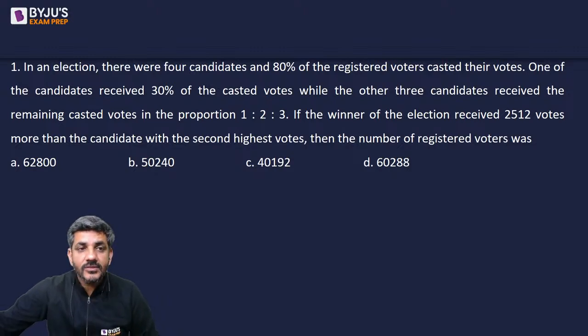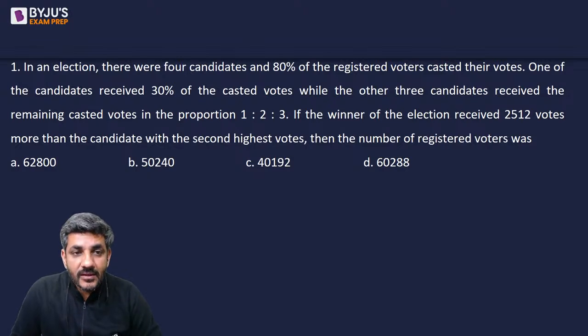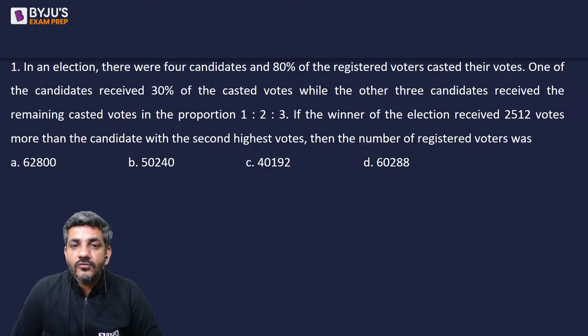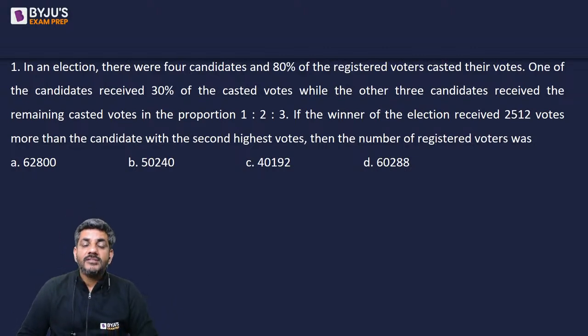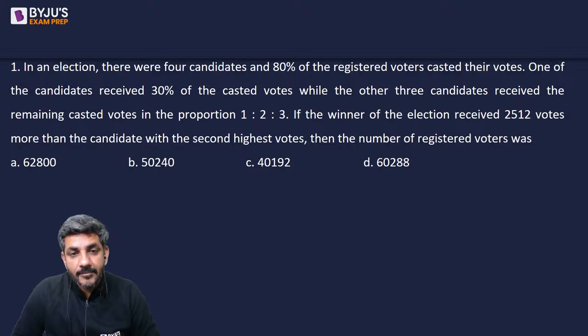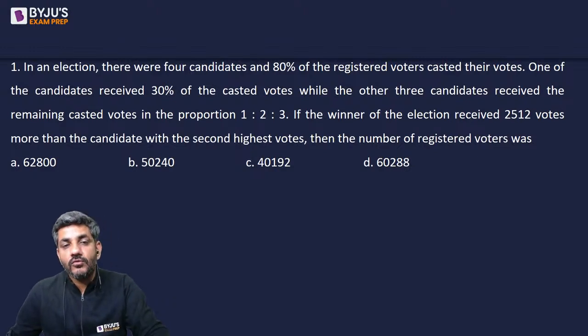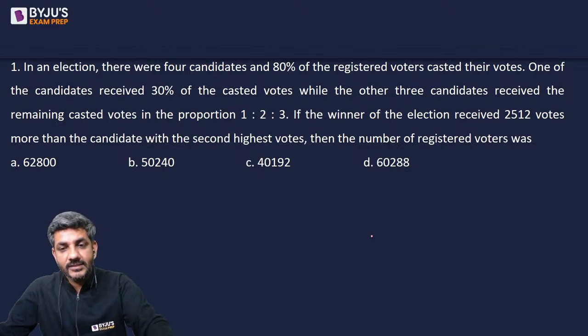This first question talks about an election. It's an election season, so probably a relevant question as well. There were 4 candidates and 80% of the registered voters casted their votes. One of the candidates received 30% of the casted votes, while the other 3 candidates received the remaining casted votes in the proportion of 1:3. If the winner of the election received 2512 votes more than the candidate with the second highest votes, then the number of registered voters was. This is what the question is asking.